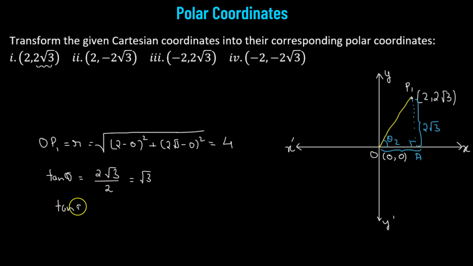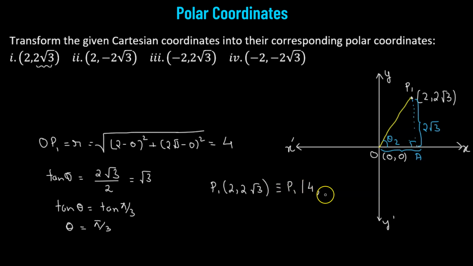Now we know that √3 is the value of tangent of 60 degrees, or pi over 3 radians. And clearly from this diagram, our theta value must be an acute angle, so pi over 3 makes perfect sense. We will consider theta to be equal to pi over 3. Hence, we have successfully converted our original point P1, which is (2, 2√3), to its polar equivalent: the radius r, and the angle theta, so that's (4, pi over 3 radians).